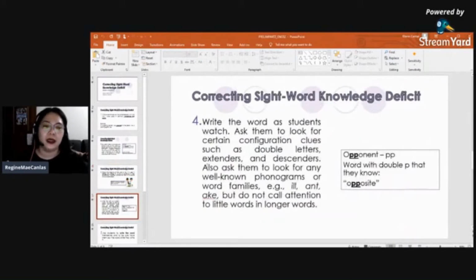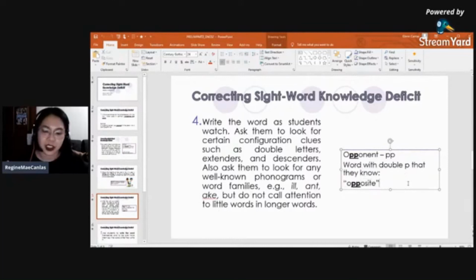The next part, write the word as the students watch. Ask them to look for certain configuration clues such as double letters, extenders, and descenders. Also ask them to look for any well-known phonograms or word families, example, ill and ache, but do not call attention to little words in longer words. So for our example, the word that we are talking about here is opponent. So the most peculiar thing that they will notice here is the double P. So for words with the double P that they know, you should always ask them also. They might know the word opposite.